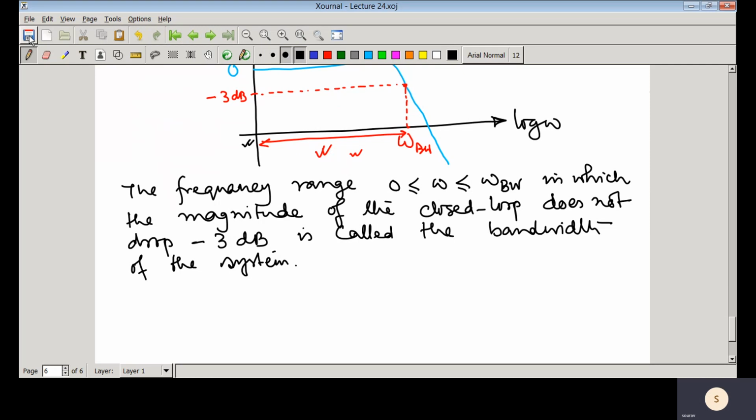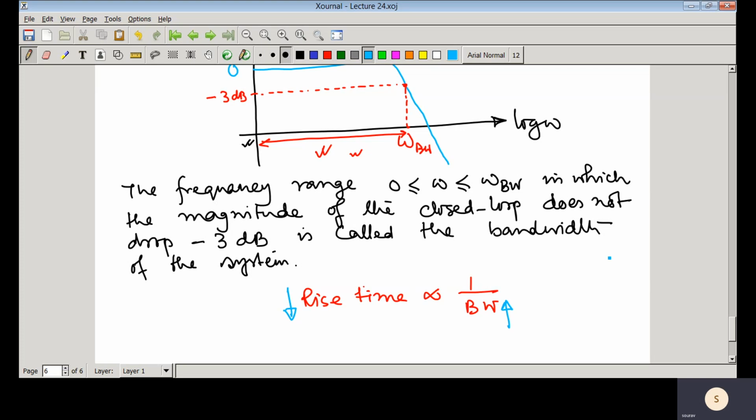Now the question is, why is it important? The reason is there is a relationship between rise time and bandwidth. Rise time, as we have seen in the time domain response, means how much time it takes to go from 10% to 90%. Rise time is inversely proportional to the bandwidth. So if the bandwidth is increased, then the rise time will be decreased, which means the system becomes fast.